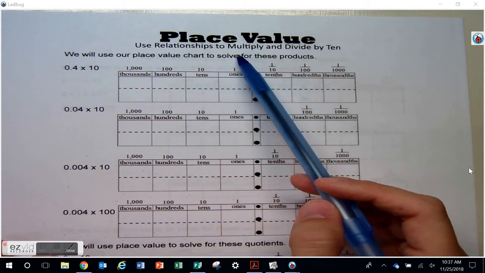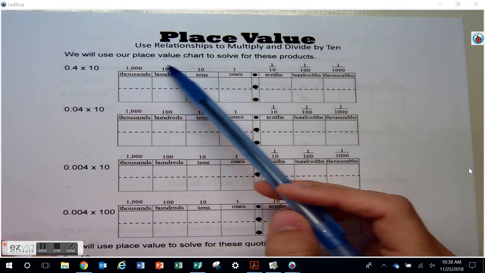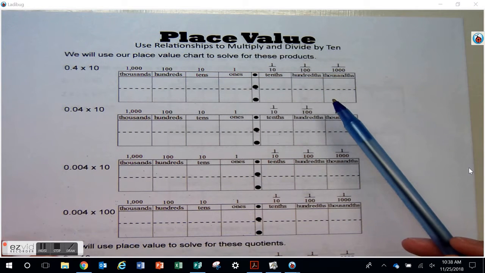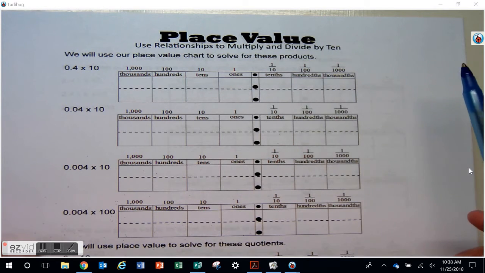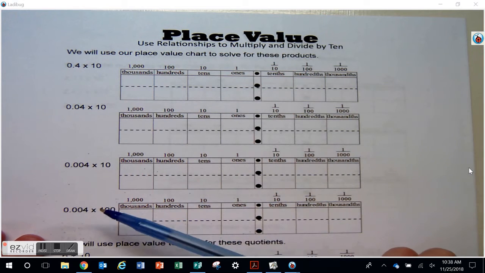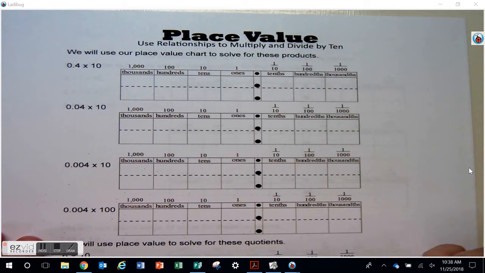Use relationships to multiply and divide by 10. So today we're going to use our knowledge of this place value chart to find different products or quotients of decimals and a value of 10. So 10 or 100, a power of 10. Okay, before we do that, let's remind ourselves of the patterns and relationships that we have on this place value chart.